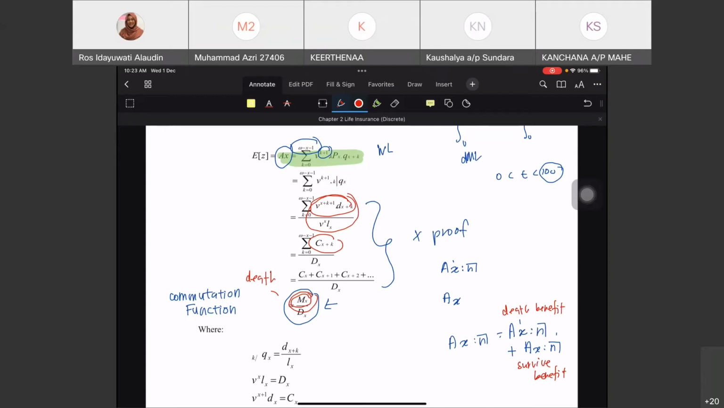Sorry, it's not including the VX and LX, just the numerator. So the DX times the VX plus, it becomes CX, and then it becomes MX. Okay.